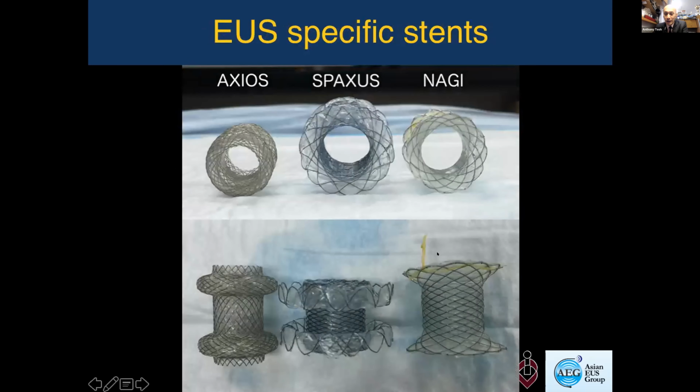So these are the more common metal stents. The Nagi stent and the PFC stent are both from Taiwan. The axial stent is from Boston. More recently, there are 2 other lumen opposing stents: one is from Hanoi, one is from MRCP, the Hanoi stents, and another one is from Microtech, the drainage stent.